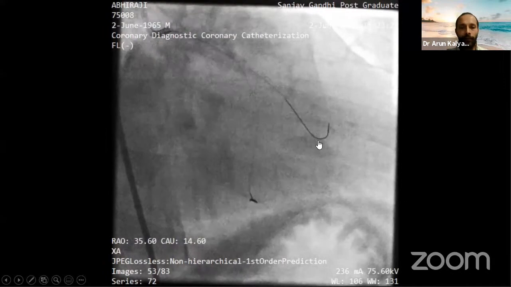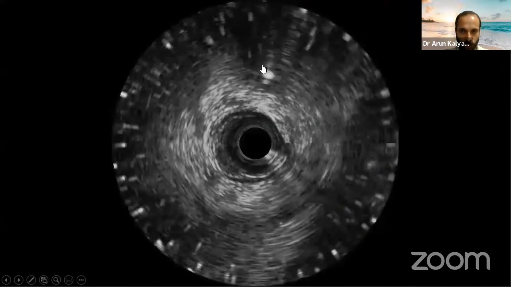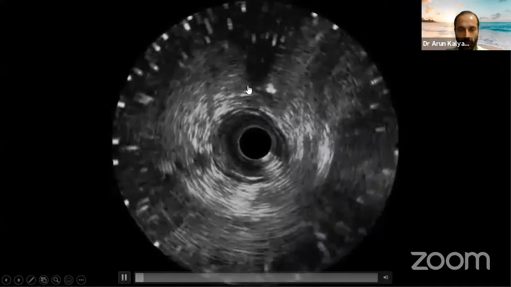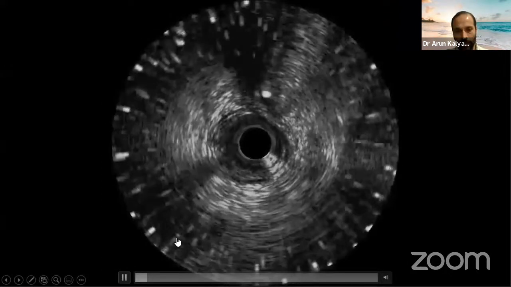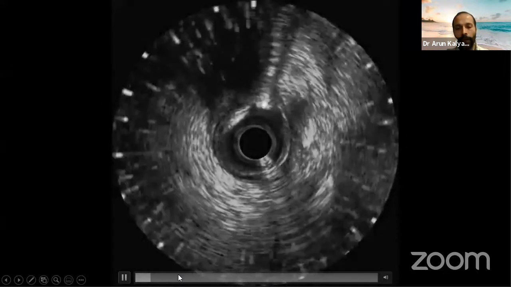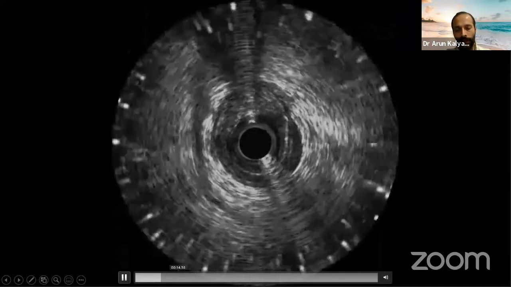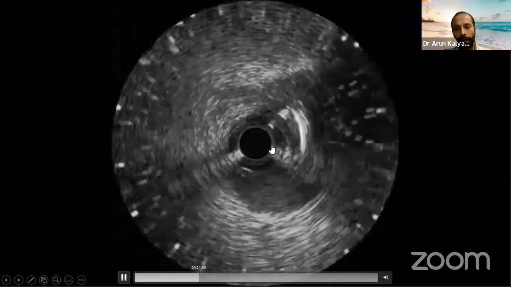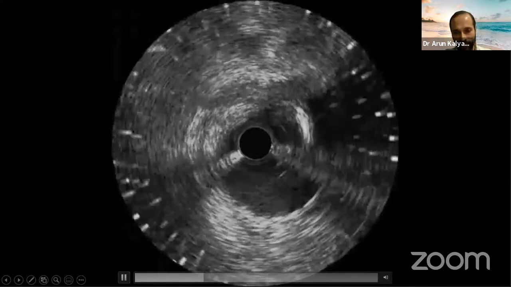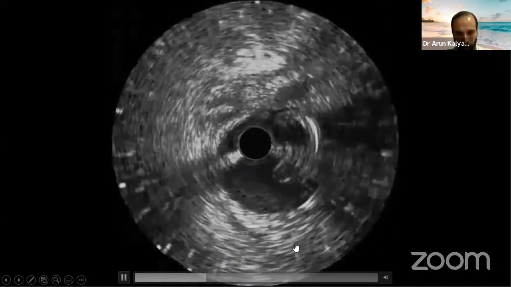And then this is IVUS, which shows that you can see the other branch, true lumen. This is still true lumen. So we re-entered before the circumflex had given off that major OM. And then you can see that some of it is subintimal, clearly, which we knew.